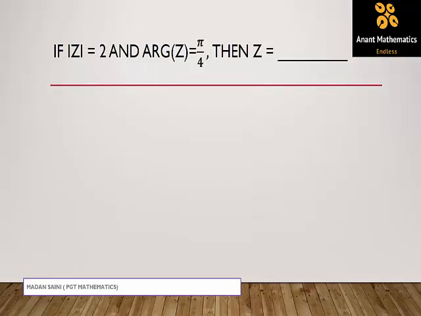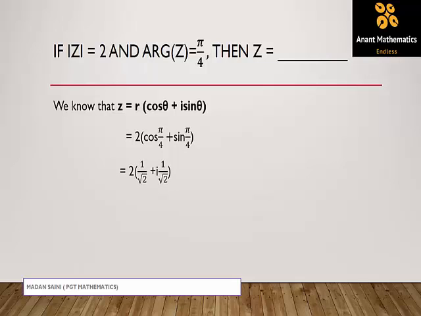The first question of this slide: if mod z is 2 and the argument of z is equal to pi by 4, we need to find the complex number. We already know the polar form of the complex number is r (cos theta + i sin theta). You can substitute the values of r and theta given in the question.